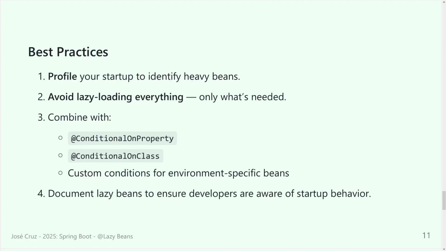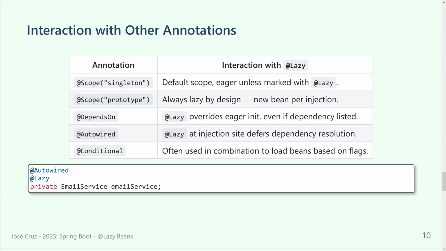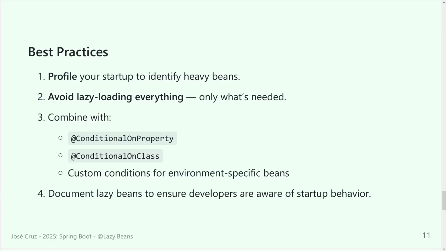That's true. So after you have that information, then you start to think, okay, maybe I can make this a lazy one. It will remove some startup time, or some other kind of initialization cost that you have. So avoid lazy loading everything, only what's needed, combined with conditional on property and conditional on class. These are similar annotations to this one, but more specific. These are for properties that you can have. This is for classes, but I will explain in a different video.